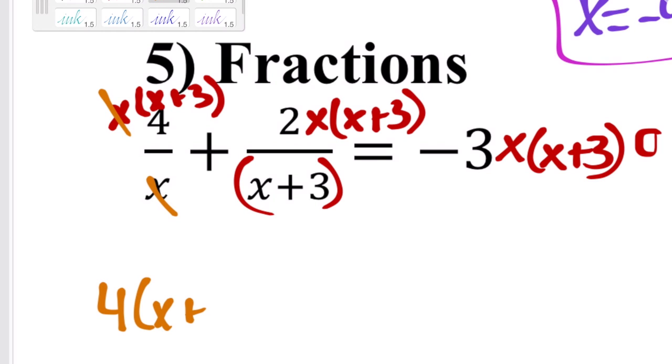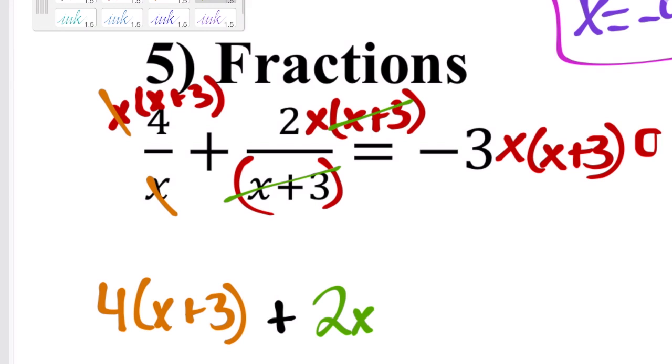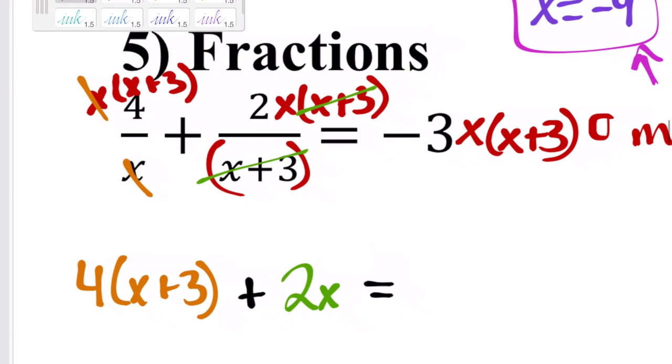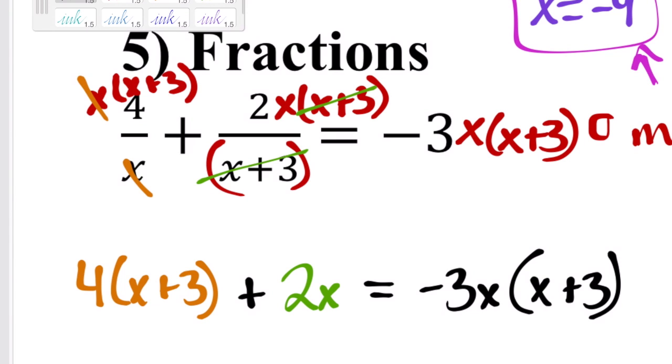So for my first fraction, I would just be left with the 4 and the x plus 3. In the middle, the x plus 3's cancel out, so I'm just left with the 2x. And then there's nothing to cancel out at the end, so this negative 3x times the x plus 3 is all going to remain.